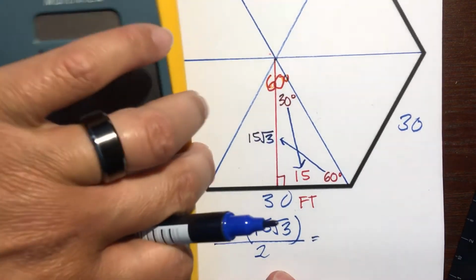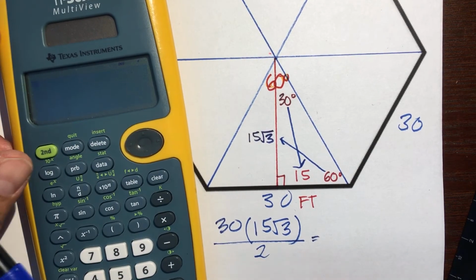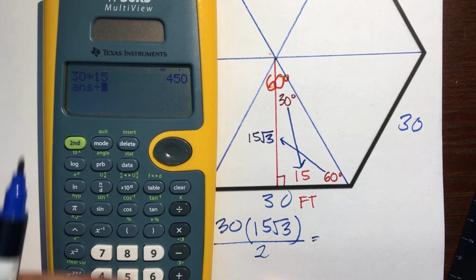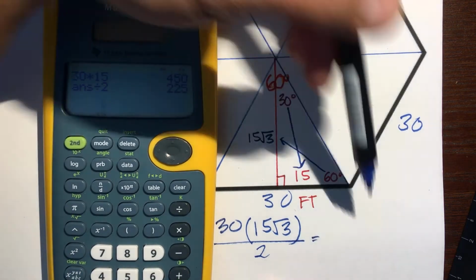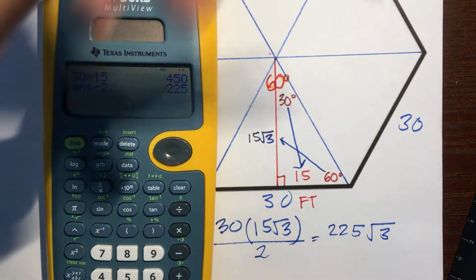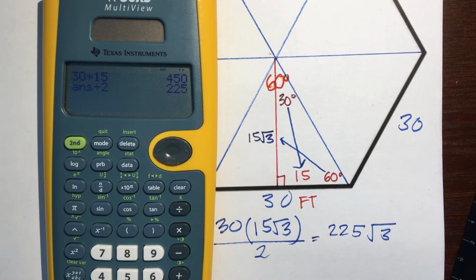And we're going to grab our calculators, and we're going to leave it in radical form. So we're not going to multiply it by square root of 3. So 30 times 15 and divide it by 2, which is 225 radical 3. So that is the area of one triangle.